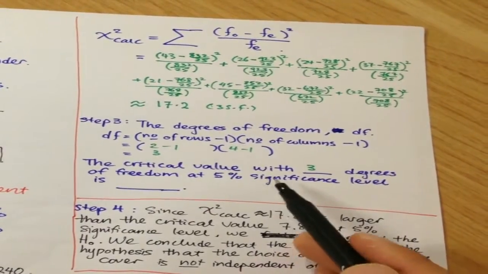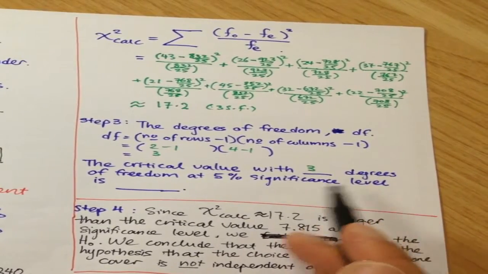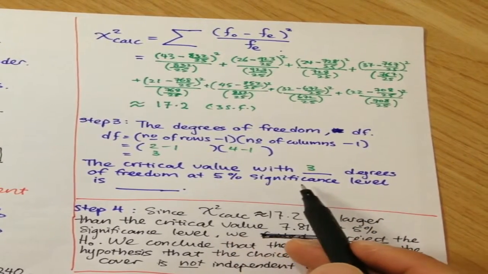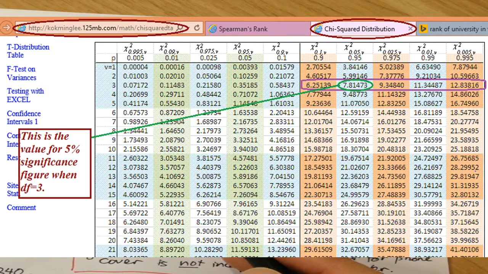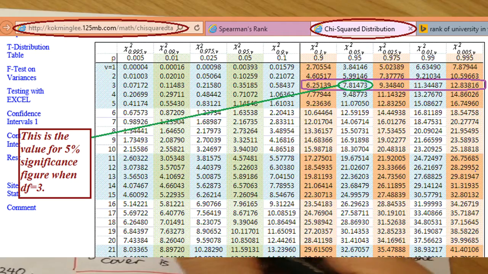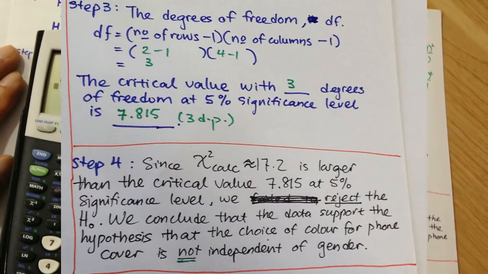So what we know is that we have a degree of freedom of 3 and that we want a 5% significance level. The next step is to refer to a table. And from the table, we find that the answer to this is roughly 7.815 to 3 decimal places. So then the conclusion that we can make is this.